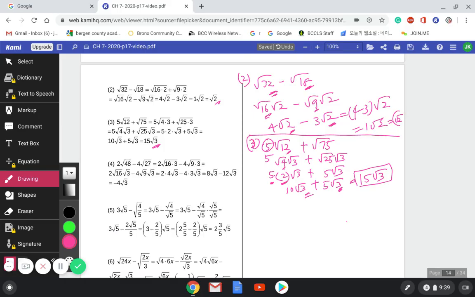So when you have 2 radical 48 minus 4 radical 27, 48 and 27 don't look like they are like terms, but when you simplify them with a perfect square number, 48 is 16 times 3, and 27 is 9 times 3, and square root of 16 ends up with 4.